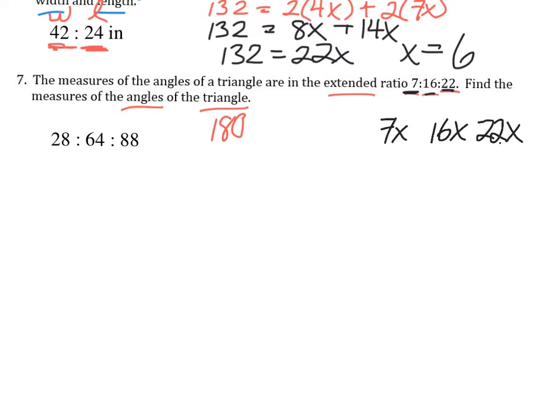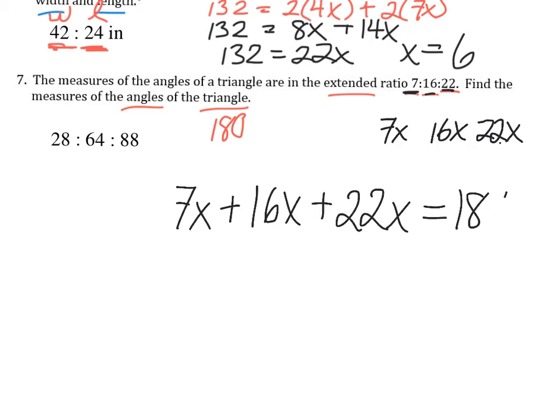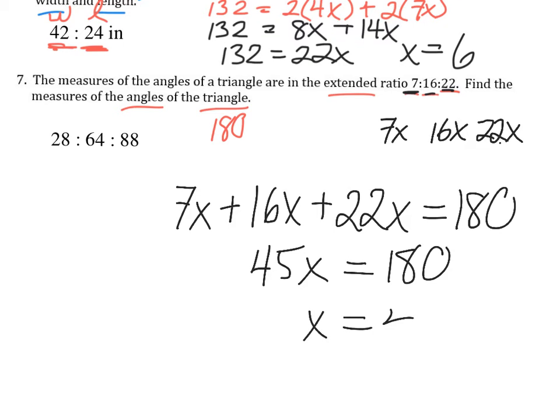So what I'm going to do is set up an equation. So it's going to be my one angle plus my second angle plus my third angle equals 180. So I end up with 45x equals 180. Divide that by 45 and x equals 4. So when I plug that back in, it looks like my final angle measures are going to be 28, 64, and 88. And I know that's correct because those three together add up to 180. And if I divide all of these by 4, that's going to bring me back to my original ratio, 7, 16, 22.